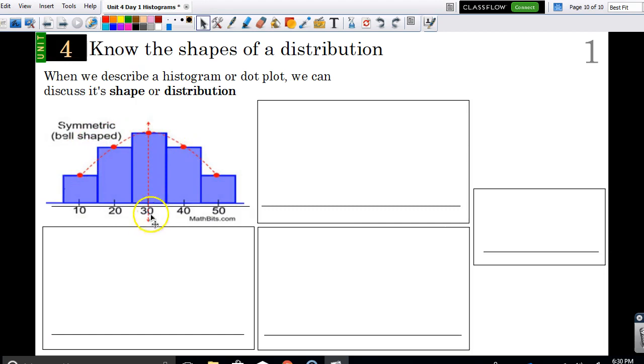It is symmetric around a middle, and you can see that there's an equal amount on the left as there is on the right. This is called bell-shaped, and it's centered right in the middle, and most of the data is in the middle. Okay, and again, I'll let you pause and copy that down, and when you're ready, you'll press play.